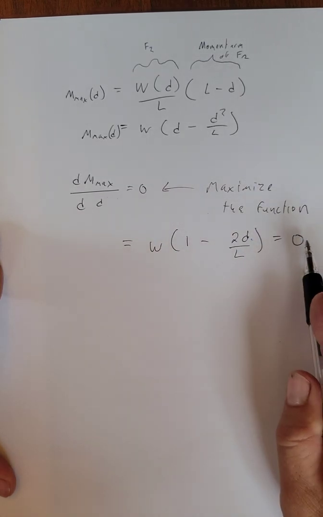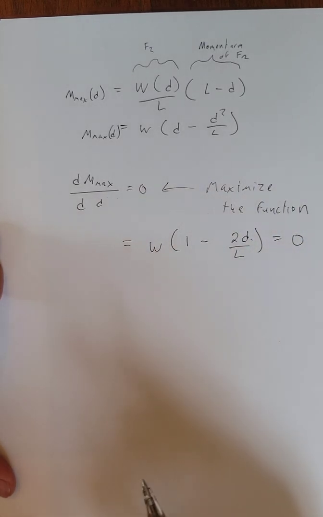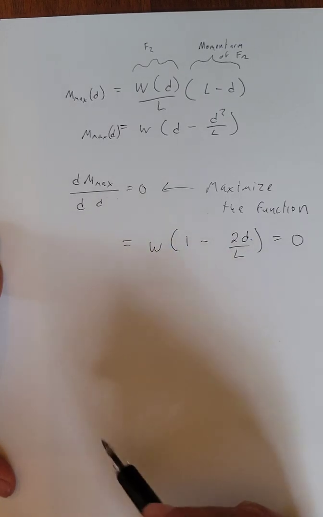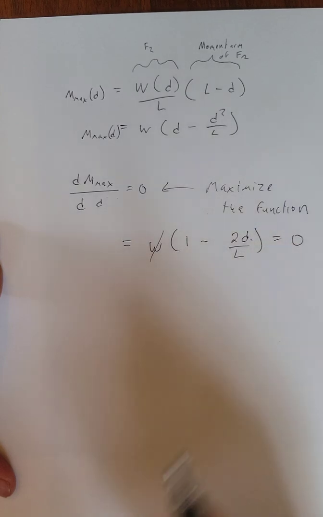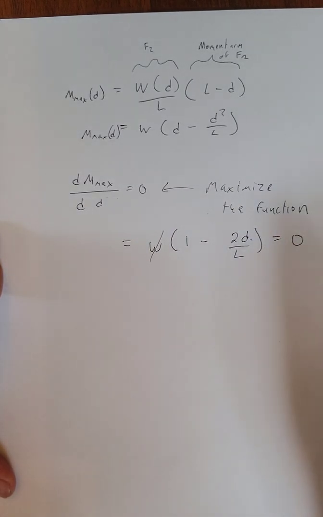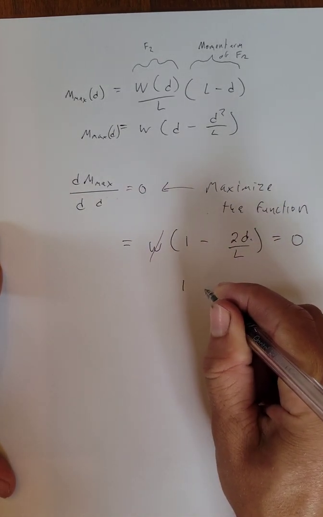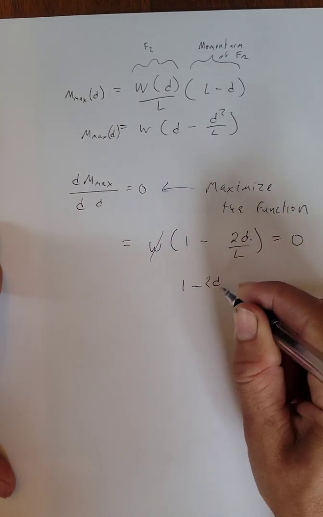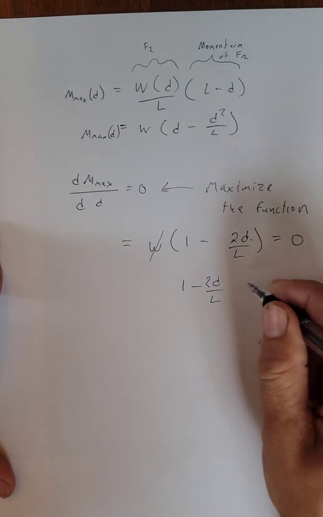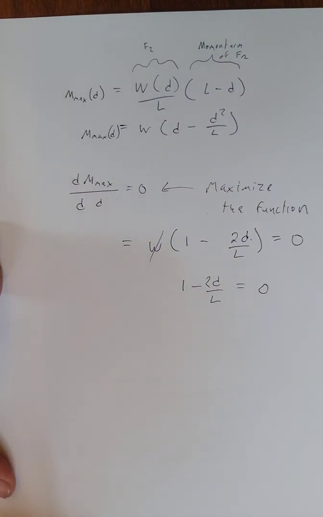Since this is w, we want to solve this now for d. This is w times this quantity. We can actually get rid of w, right? So if we divide both sides by w, we still get 0 on the right-hand side. And we get 1 minus 2d over L is equal to 0.